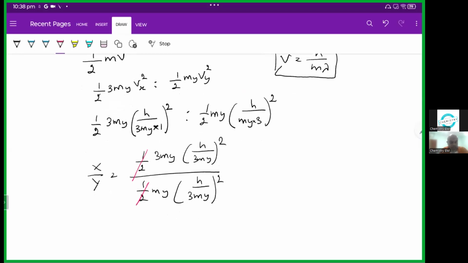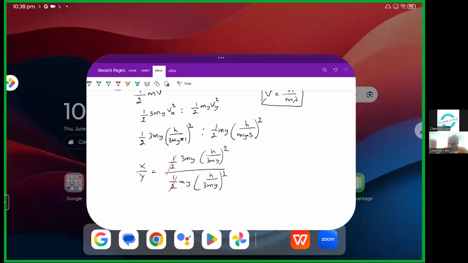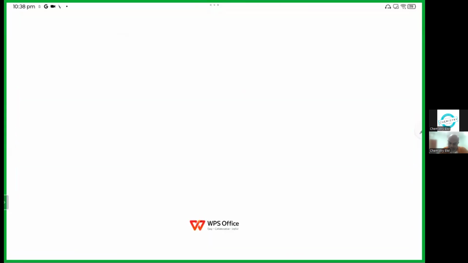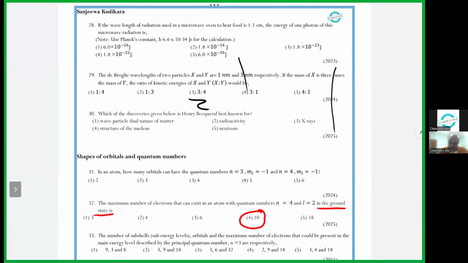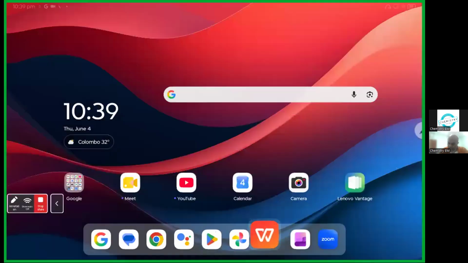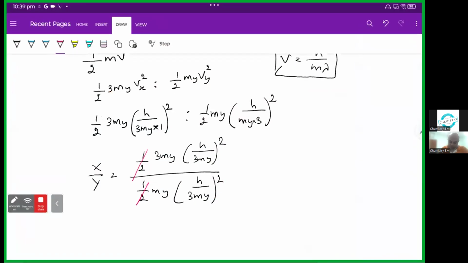These are kinetic energies. We are asking about the kinetic energies of X and Y. Okay, so my is cancelling off. Then 3my squared, 3my squared, h squared will be cancelled off. Okay, so the answer is 3 divided by 1, X divided by Y.